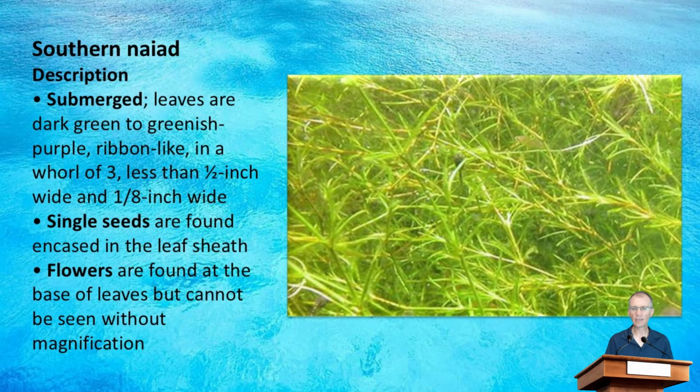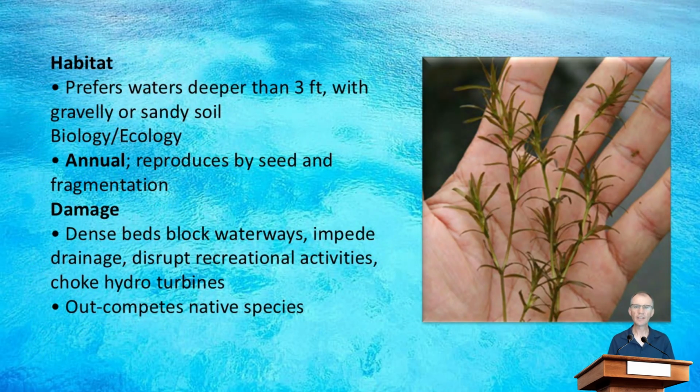Flowers are found at the base of leaves but cannot be seen without magnification. Habitat: prefers waters deeper than 3 feet with gravelly or sandy soil. Biology and ecology: annual. Reproduces by seed and fragmentation. Damage: dense beds block waterways, impede drainage, disrupt recreational activities, choke hydro turbines. Outcompetes native species.